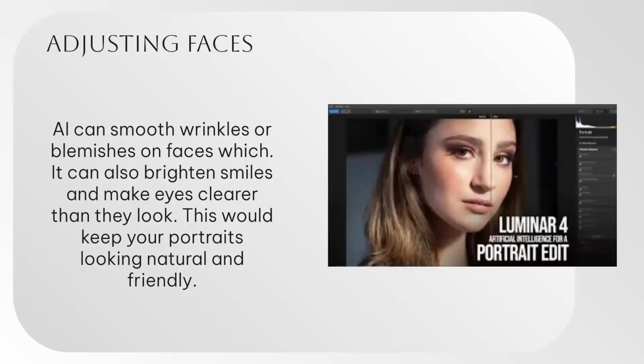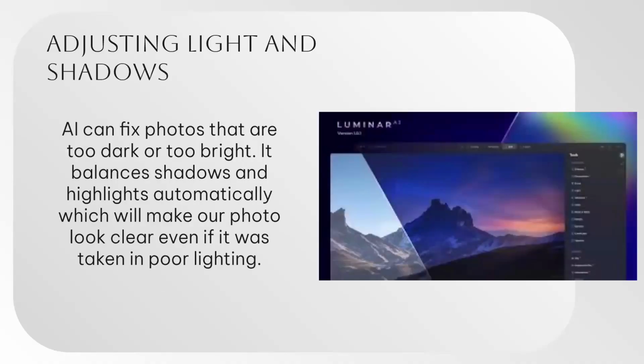Another common use of AI photo editing tools is for adjusting people's faces, notably in portraits. It can be used to smooth wrinkles or blemishes on faces. It can also be used to brighten smiles and make eyes look clearer. This can also be very useful if you're doing flash photos, which in some cases can make people's eyes look red. There are AI tools that can get rid of that to make the photo look better while keeping it natural. And the main advantage of this, again, is that it's very easy to use and it keeps your portraits looking natural.